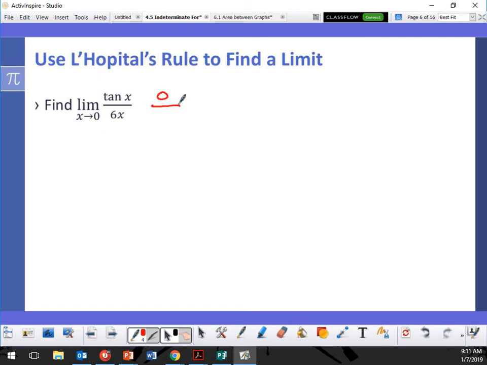6 times 0 is 0. So now I have stated it's indeterminate, right? So I did that first.